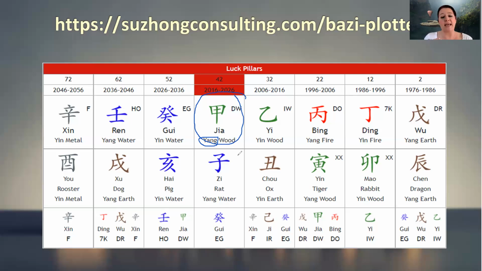If you are in a yang luck pillar and all you do is just follow the flow, do what everyone else is doing, you will not succeed, or you will not be able to maximize your potential in this particular pillar. So you need to be very assertive. I wouldn't say aggressive, but you need to be extremely assertive. You need to work on becoming someone who is able to take decisions.